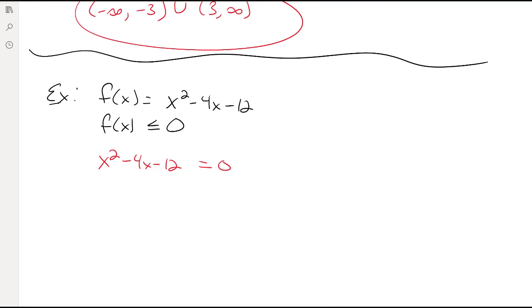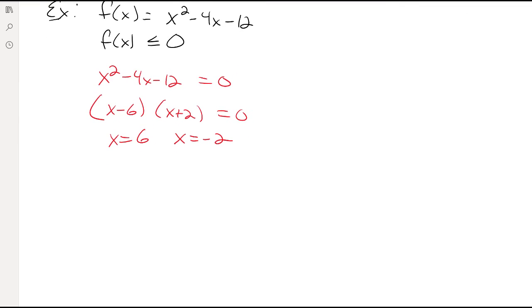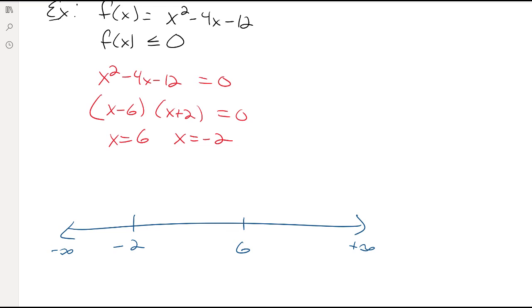Okay, this involves some factoring. So let me see. 6 times 2 gives us 12. Let's get the right signs here. So x minus 6 times x plus 2. Which indicate our zeros are x equals a positive 6, x equals a negative 2. All right, let's make a number line. Okay, be careful. Remember the left side is negative infinity, positive infinity, and then we're going to put a negative 2 first as we come from the left, and positive 6.